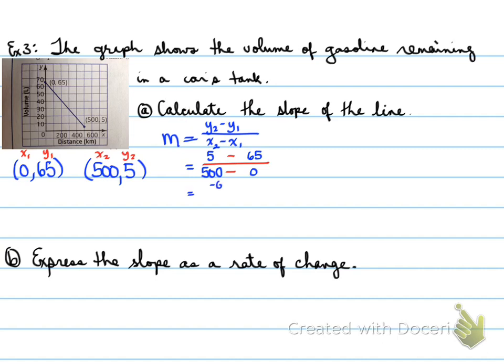What is our slope? Well, we're going to read 5 minus 65 in the numerator is going to be negative 60. In the bottom, we're going to have 500 minus 0, which is 500. Now this is not reduced. So we need to reduce this value, and we get negative 3 over 25. Now, normally you would leave slope like this. That's reduced. But remember that we need to express the slope as a rate of change. So in order to answer B, we need to go one step further and write the decimal. What that means is that the rate of change of this particular gas tank is negative 0.12.